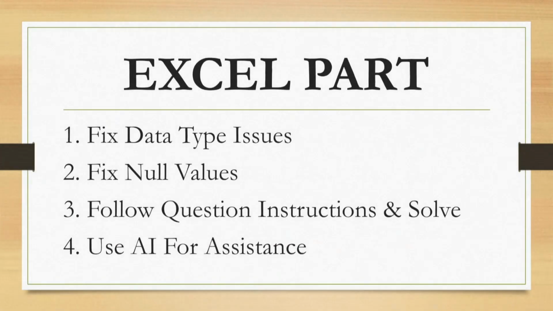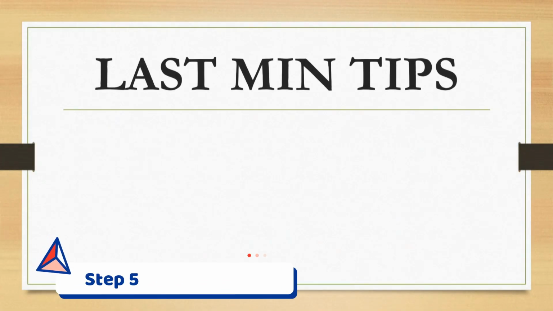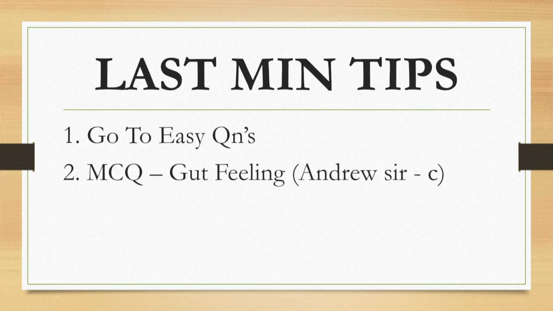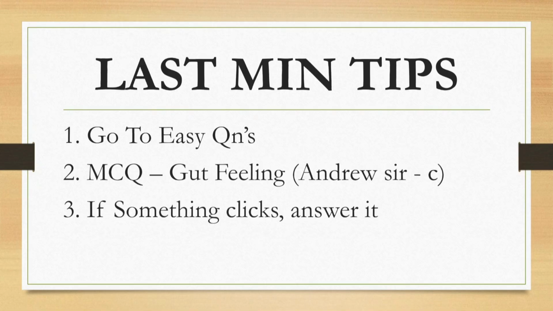After that, say you have just the last few minutes and you haven't done anything. So first thing, go to the easy questions. There are no easy questions. If they are MCQ, always take the third option, C. If something clicks, answer it. If they ask how many values are there, you can directly see it and answer it right from the Excel sheet itself.